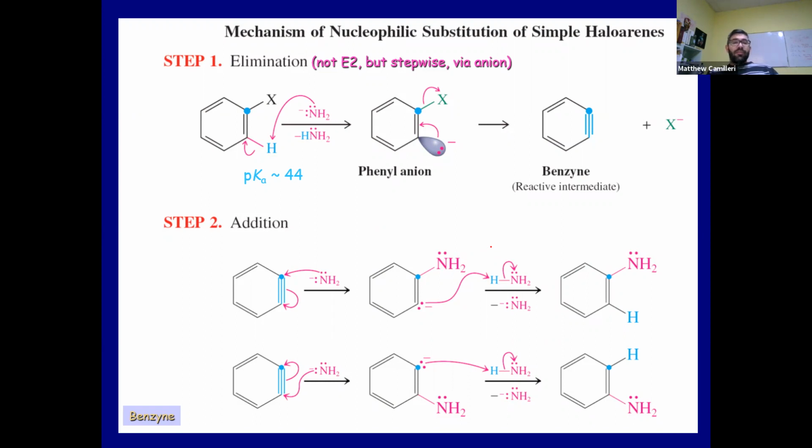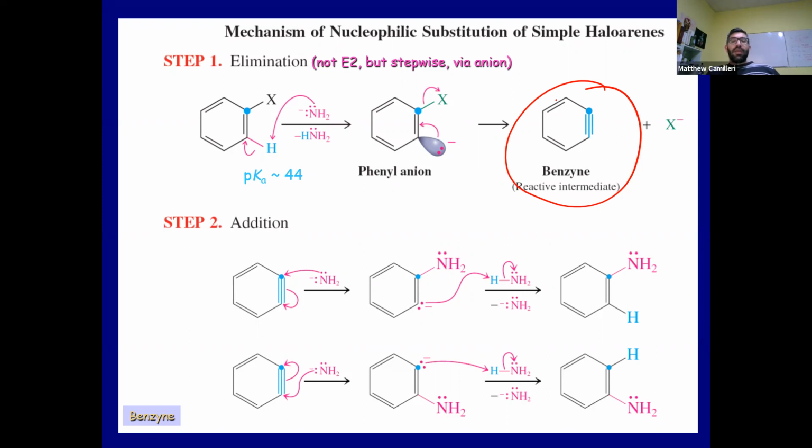This carbanion will then kick out X minus, the leaving group. So even here, it's better to have a good leaving group. But it kicks out X minus to produce benzyne. Once benzyne is produced, you can react it with NH2 minus to produce another anion. This anion can then deprotonate ammonia, and you will get your product.